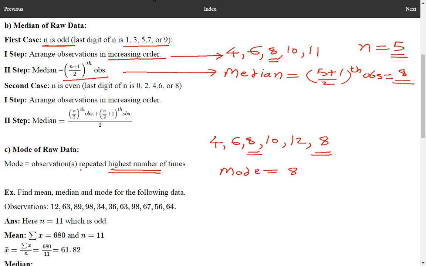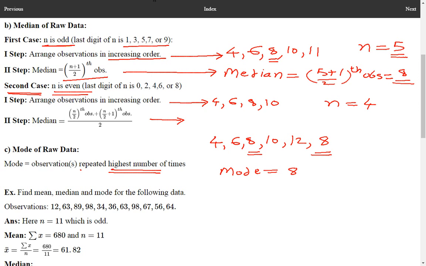I missed this case, second case for median of raw data, let me cover it. It was for n odd, we have seen median, and for n is even. Suppose we are having the observations 4, 6, 8, 10. How many observations are there? 4 observations. First step is to arrange them in increasing order. They are already in increasing order. Second step, we have to find middle value.